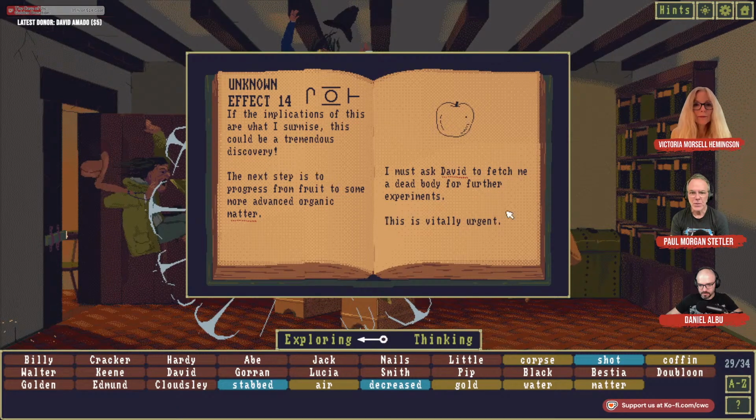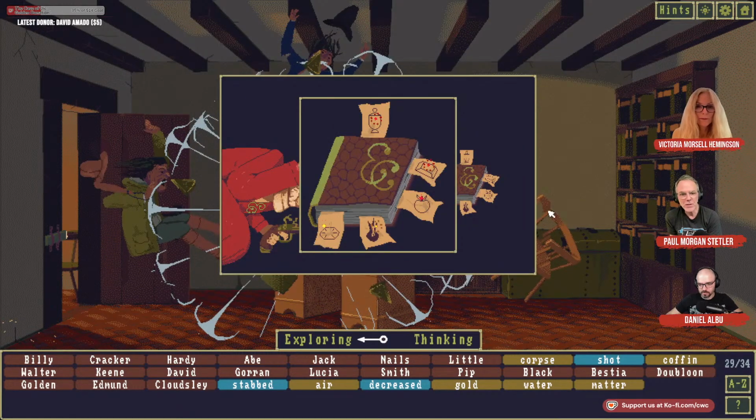The implications of this are what I surmise. This could be a tremendous discovery. The next step is to progress from fruit to some more advanced organic matter. I must ask David to fetch me.